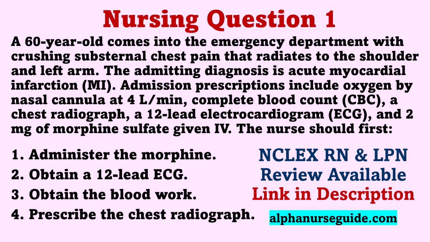The correct answer is 1. Administer the morphine. Although obtaining the ECG, chest radiograph, and blood work are all important, the nurse's priority action should be to relieve the crushing chest pain. Therefore, administering morphine sulfate is the priority action.